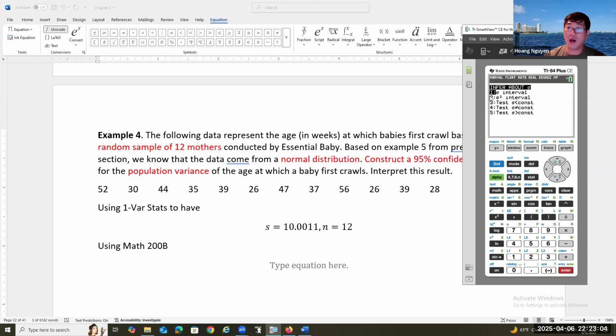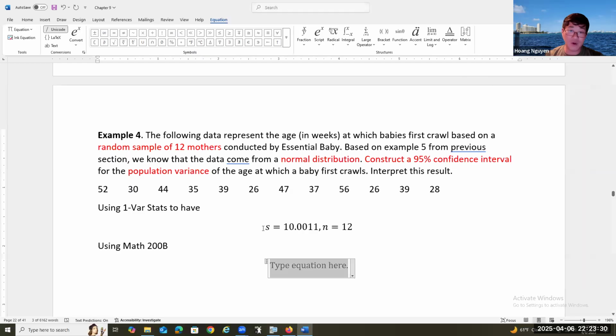So which one are we going to do, 1 or 2? We're going to do option number 2, because that's the population variance. So that's why we use option number 2, the population variance. So what's the C-level? The C-level is 95. So you can put 0.95 or 95, that should work. So 95 or 0.95. Just give your calculator a few seconds. We have the answer for the lower bound and the upper bound.